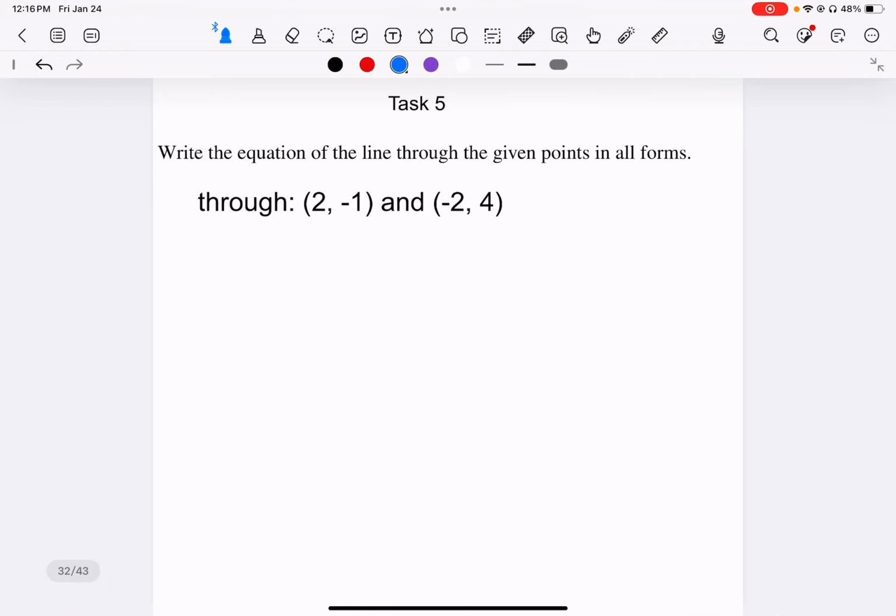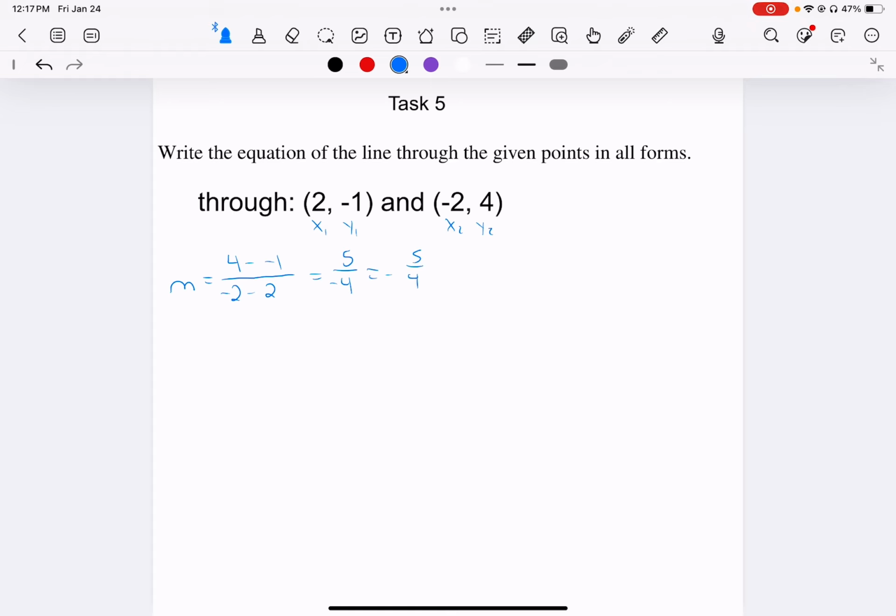Write the equation of the line in all forms. So first, since I have the points, I'm going to find the slope. I have x1, y1, x2, y2. So I have 4 minus negative 1 over negative 2 minus 2. 4 minus negative 1 is 5. Negative 2 minus 2 is 4. So my slope is negative 5/4.